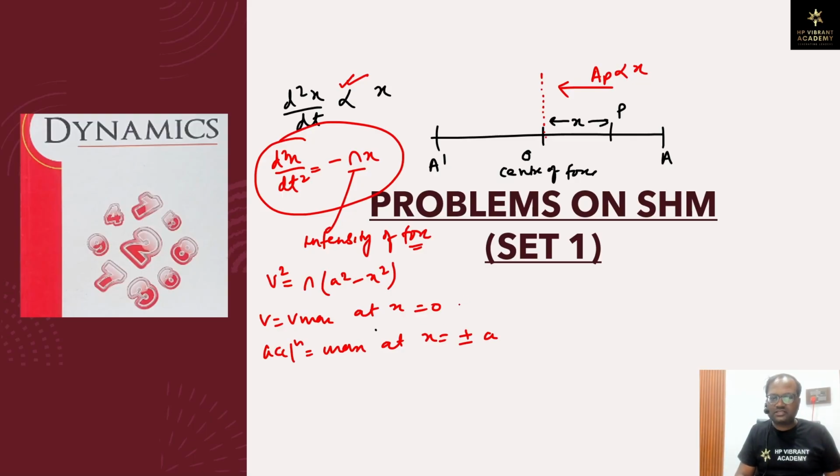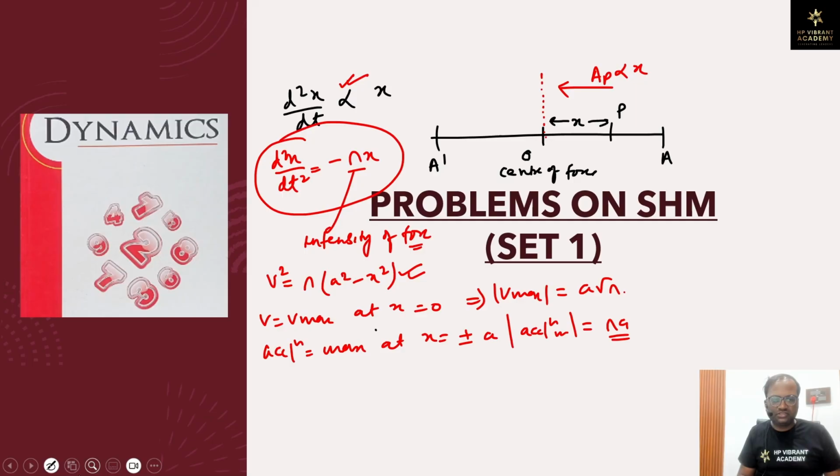And how can we find the maximum value? Let us put x is equal to 0 in this. So we have the magnitude of maximum velocity is equal to a root under mu, and the magnitude of maximum acceleration is equal to mu a. So this we have seen.